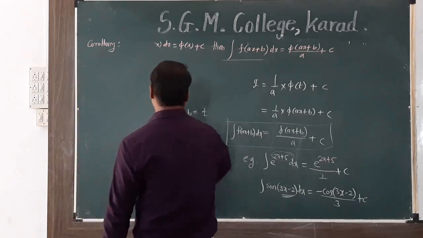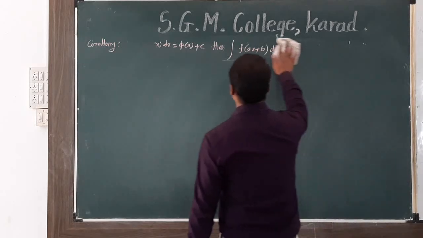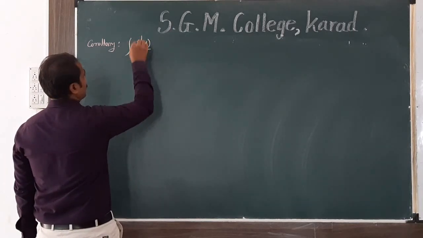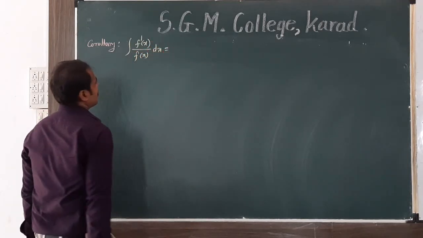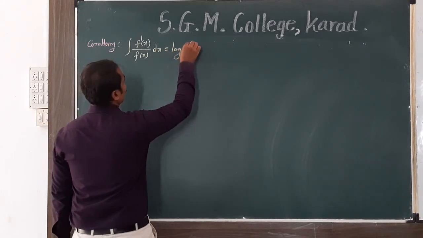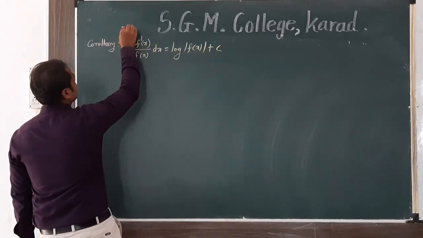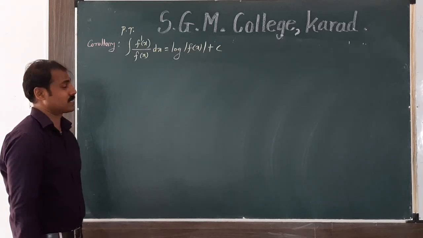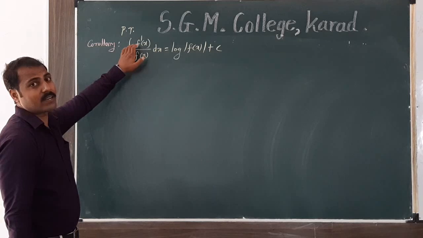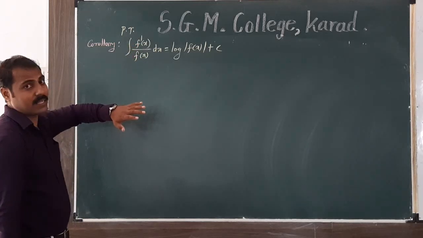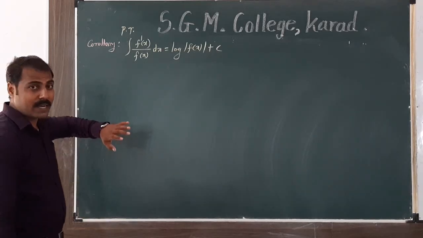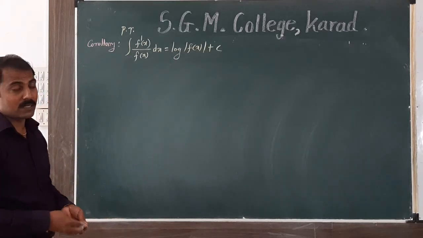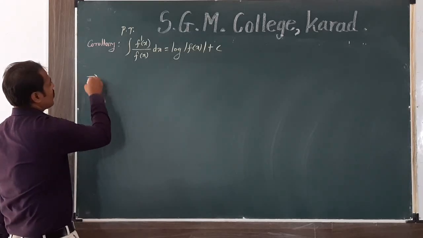Prove that integration of f dash of x divided by f of x dx is equal to log of mod of f of x plus c. Here f of x is a function and f dash of x is the derivative of that function. If in the denominator there is a function and in the numerator there is the derivative of that function, then the answer of such type of integration is directly written as log of mod of f of x plus c.